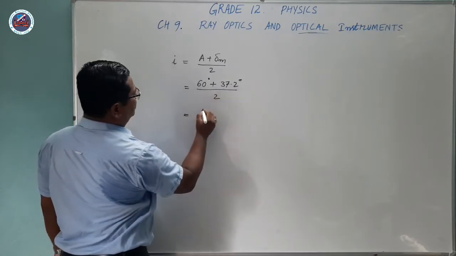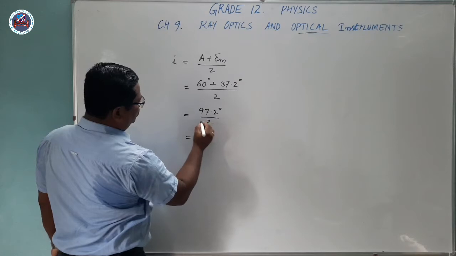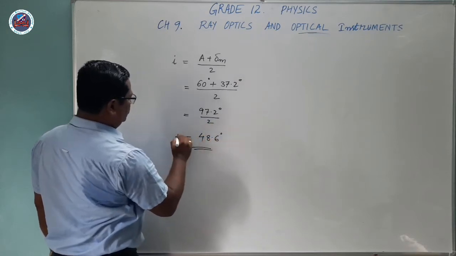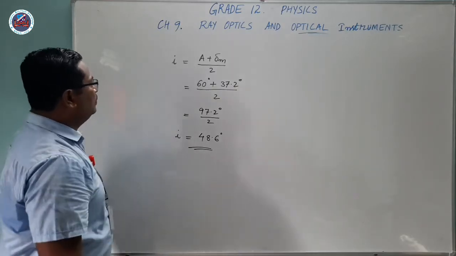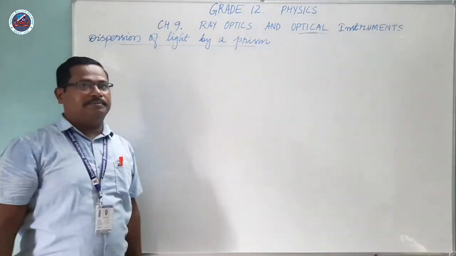So add it, 97.2 degree divided by 2. 2 4s are 8, 2 8s are 16, 2 6s are 12. Like this you can find out the angle of dispersion of light by a prism.